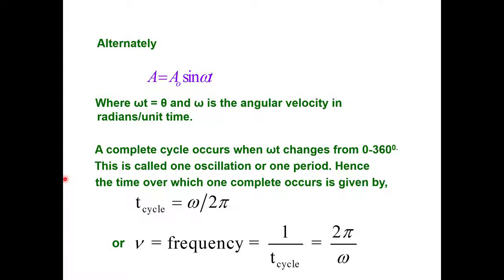And then a complete cycle occurs when omega t changes from 0 to 360 degrees, and this is called one oscillation or one period. That is, the path described by an electromagnetic radiation from 0 to 360 degrees is one oscillation. Hence, the time over which one complete oscillation occurs is given by 2 pi divided by omega. The number of cycles per unit time is known as frequency. 1 over T is the frequency, and that is described by omega over 2 pi. It is only a simple mathematical representation of the radiation.